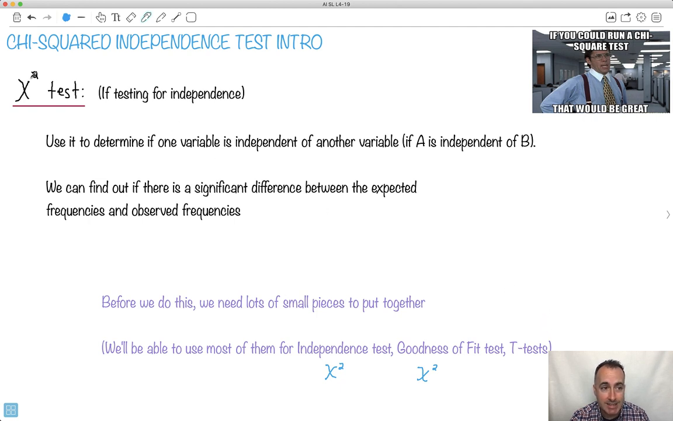So the idea behind this is we're going to determine this chi-squared independence test. We're going to use it to tell if one variable is independent of another variable. So in other words, we're going to say, is A independent of B? Now, we don't know what A or B are going to be. That could be anything depending on the situation. So we're going to find out essentially if there's a big difference between expected frequencies and observed frequencies. So let me show you that.